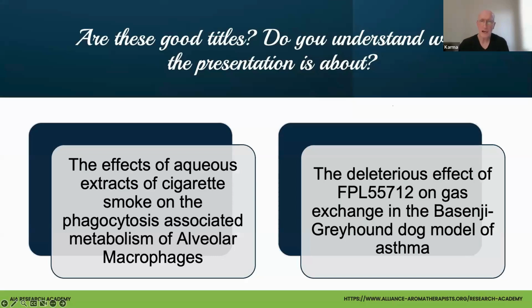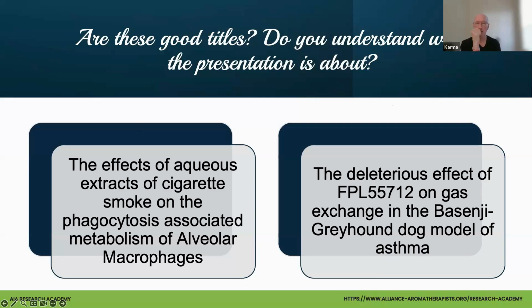Okay, are these good titles? Do you understand what the presentation is about? These are two. The one on the left is my thesis. The effects of aqueous extract of cigarette smoke on phagocytosis associated metabolism of alveolar macrophages. Does anyone understand what that is? What is phagocytosis associated metabolism? What are alveolar macrophages? What are aqueous extracts of cigarette smoke? A specialist is going to understand this, but the general public will not.